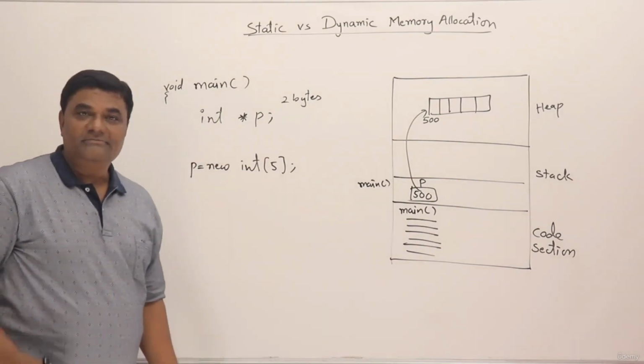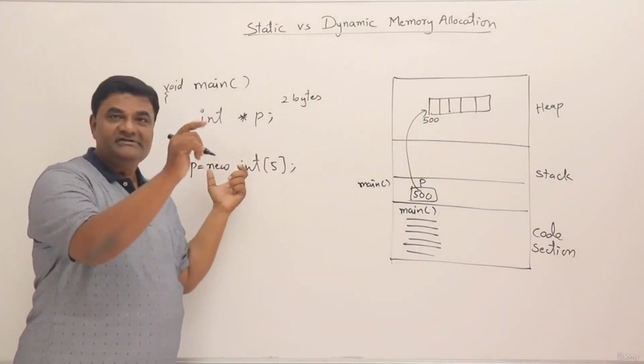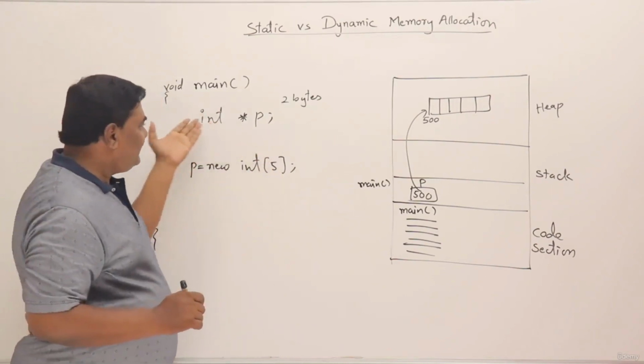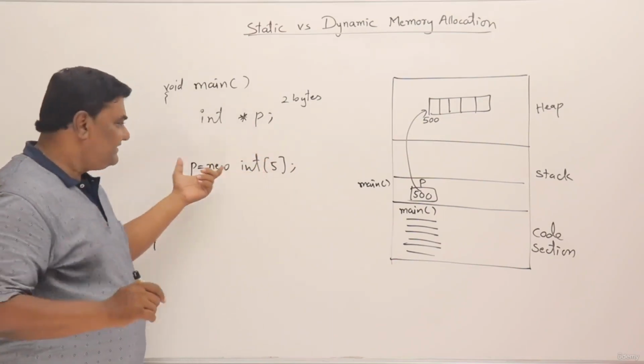This is the method of allocating memory in the heap. So wherever you see new, it means memory is allocated in the heap. For a simple variable declaration, memory is allocated inside the stack. In C++, it is new.